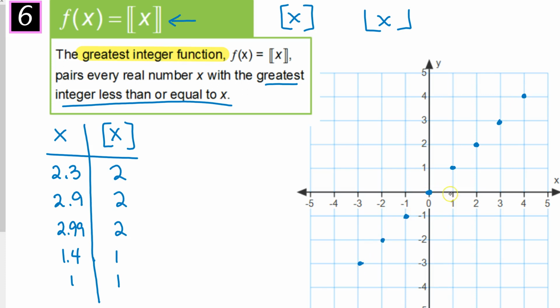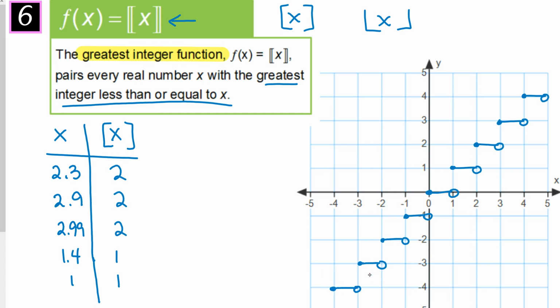But then everything between 0 and 1 rounds down to 0. Everything between 1 and 2 rounds down to 1. Everything between 2 and 3 rounds down to 2. Everything between 3 and 4 rounds down to 3. So you have these little horizontal line segments because every number in that interval rounds down to the same y value. So that's what the greatest integer function looks like.